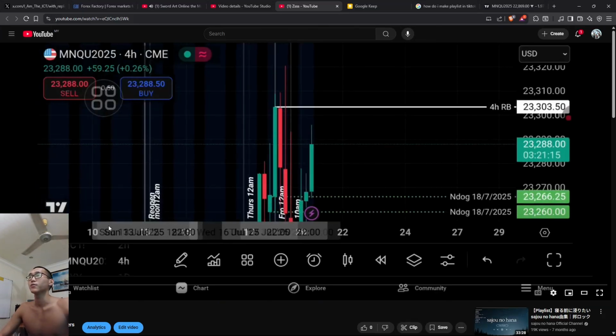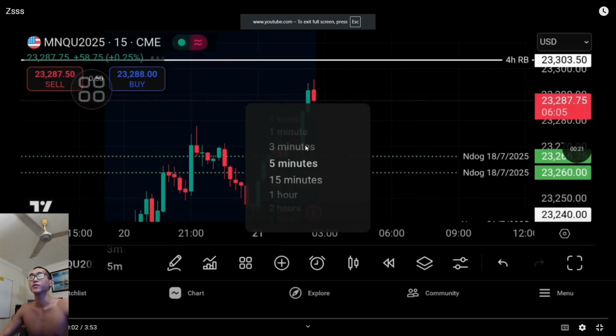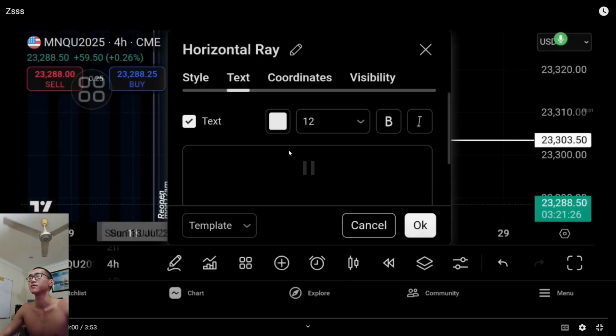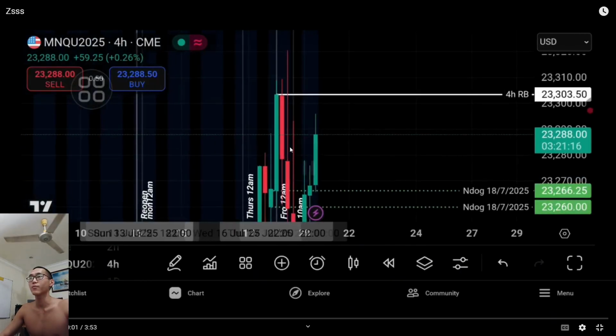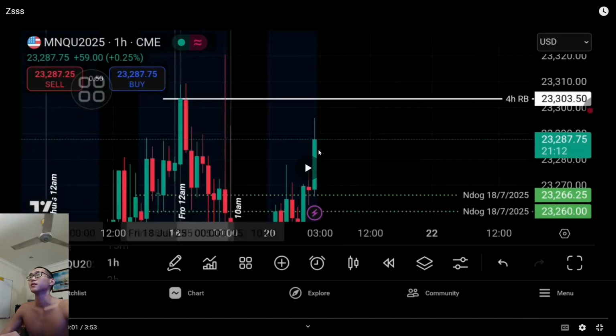So initially, I was seeing this 4-hour rejection block as a draw on liquidity. Why? Because we have been marching higher. You can see right here, we are really close to it. So when it's around the upper 25%, I'll expect price to start moving towards it. So I'm submitting to the higher time frame context.